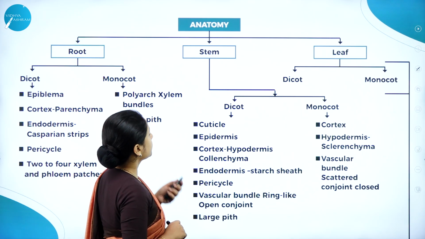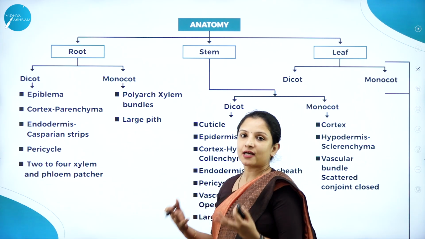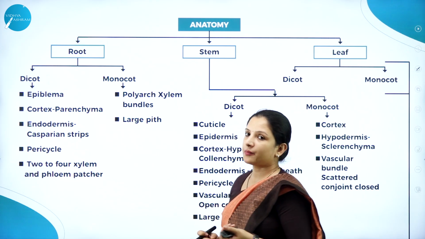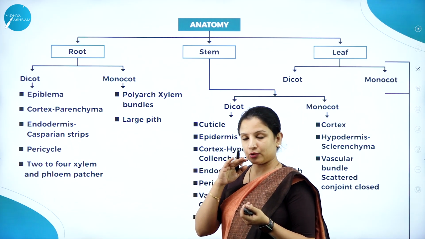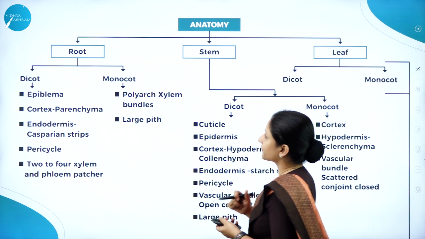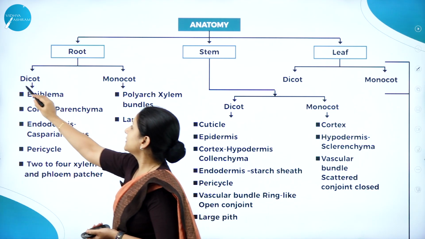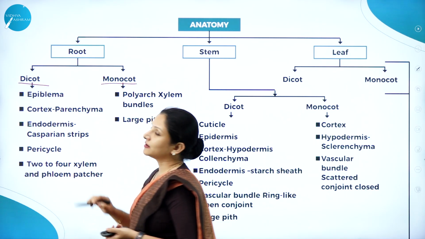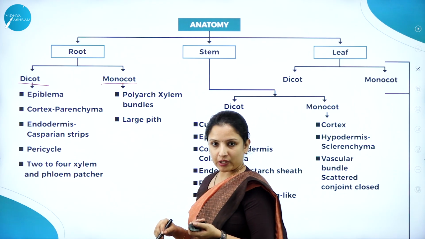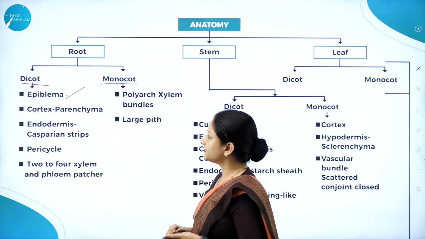Next, moving further, talking about the anatomy, that is how exactly the tissues are arranged inside the plant. First we'll talk from the below-ground level, that is the root, then we'll move on to the aerial level, that is the stem, and then the leaf. Talking about the root, in dicot and monocot, there is a difference in the arrangement of the tissues. In dicot, they have epiblema, the outermost tissue, that is the epidermis.